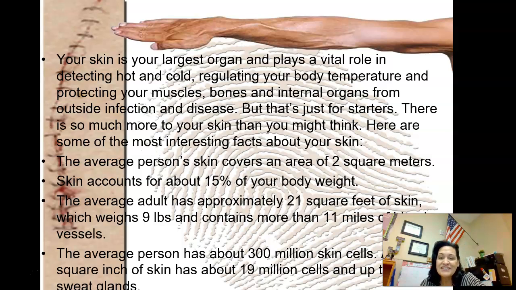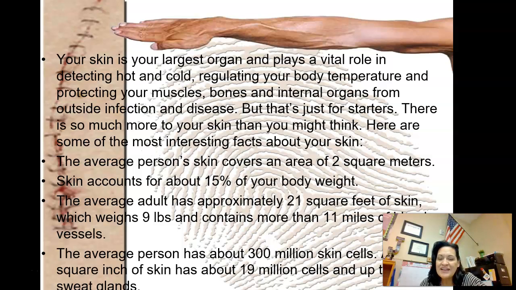The average person's skin covers an area of 2 square meters. Your skin accounts for about 15% of your total body weight. The average adult has approximately 21 square feet of skin, weighs about 9 pounds, and contains more than 11 miles of blood vessels. 11 miles. That's like from here to halfway downtown.